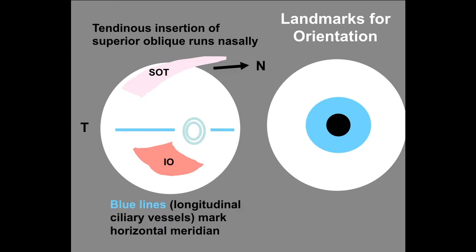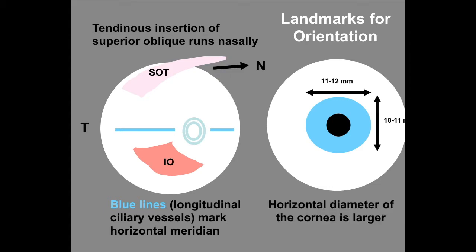In many eyes, the longitudinal ciliary vessels are a good marker for the horizontal meridian. They are seen as blue lines on both sides of the optic nerve. Another landmark is the fact that the corneal horizontal diameter typically is larger than the vertical diameter. The cornea is typically 11 to 12 millimeters horizontally and 10 to 11 millimeters vertically. Most adult eyes are about an inch in diameter and their cornea is about a centimeter in diameter.